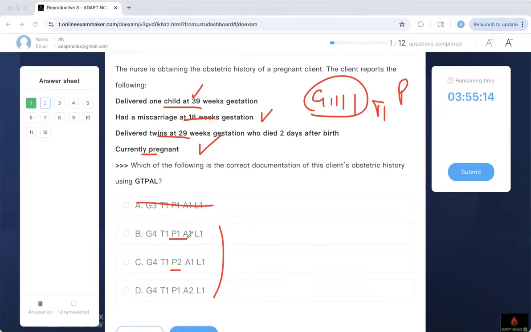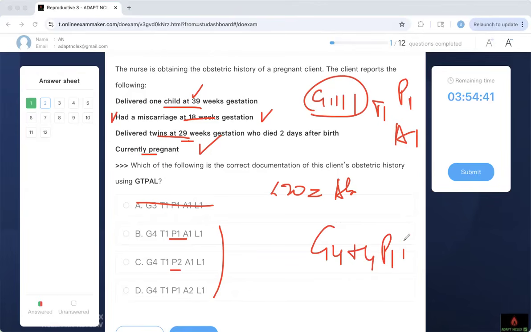Do you pick P2 or P1? You don't pick P2 because 18 weeks is less than 20 weeks, and therefore that becomes an abortion. So you split it: A1 and what? P1. P1 is less than 37 weeks but greater than 20 weeks. This one, the miscarriage, is less than 20 weeks, therefore it's considered an abortion. And there's only one living baby. And therefore, we have G4, T1, P1, and A1.